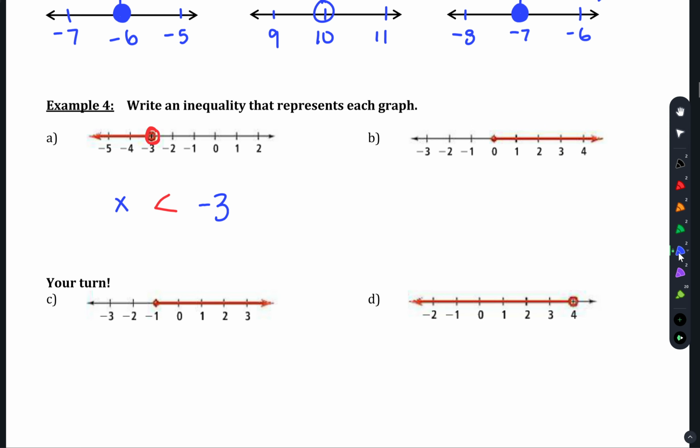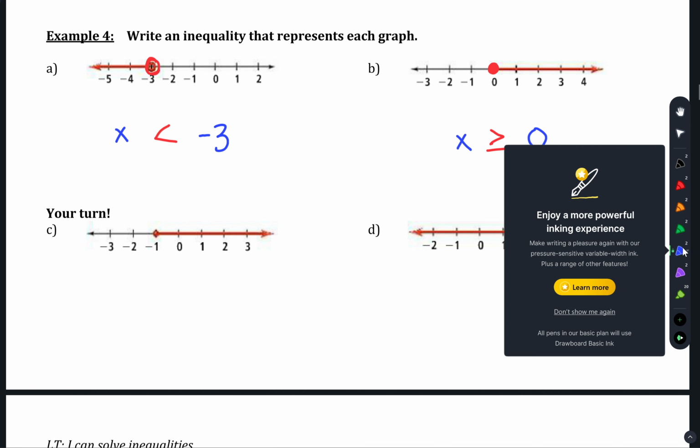I'm going to repeat the process for B. I start with x. My circle is on the number 0. And then I look at that circle to figure out which way my sign points and whether it's filled in. Filled in circle means I am going to have the equal sign. It's pointing towards all the numbers bigger than 0, so x is greater than or equal to 0.